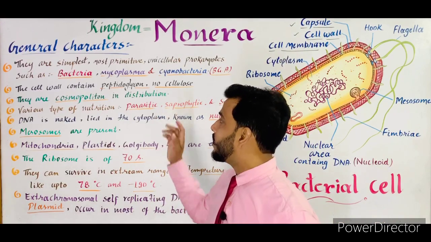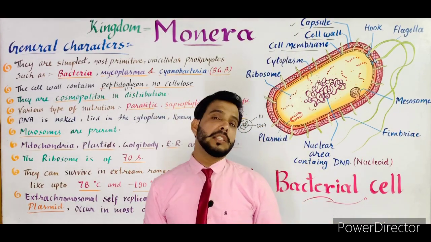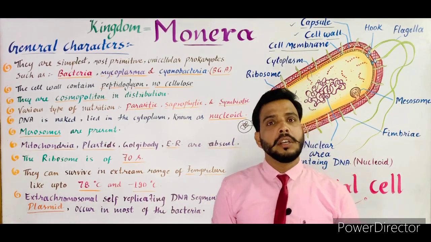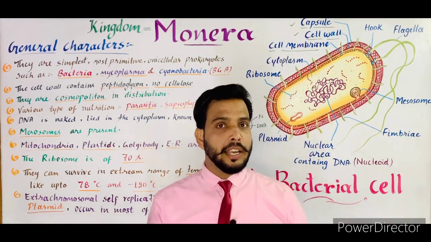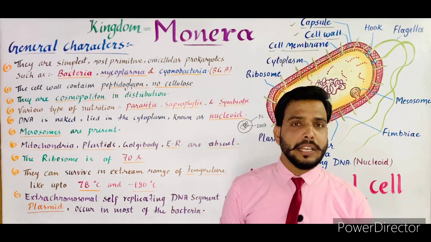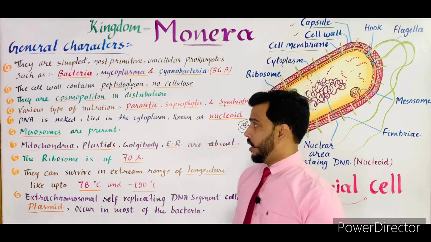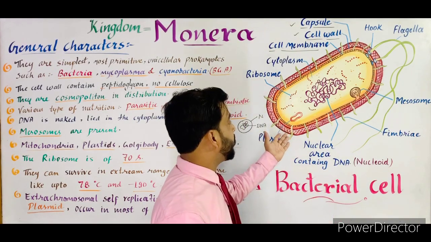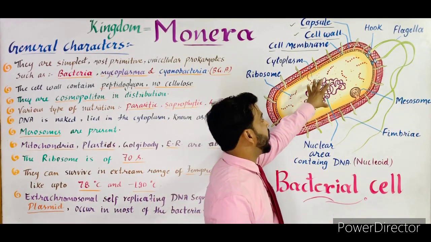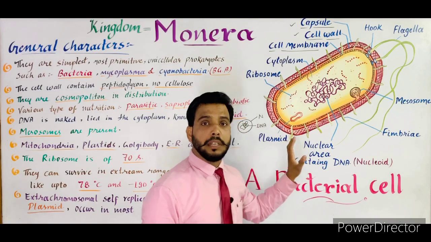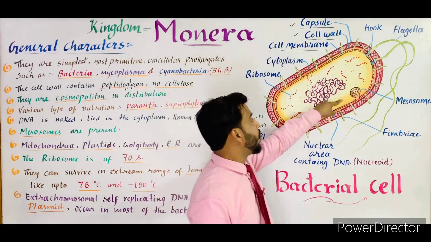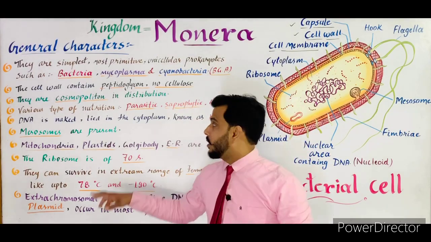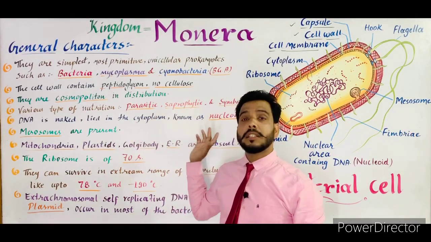Now the next is, they are cosmopolitan in distribution, meaning they are found everywhere. They are found in water as well as on land and in air. Next is, the DNA is naked. As you can see in the diagram of the bacterial cell, the DNA is present in the cytoplasm. It is in a naked condition. It is not bounded by the nuclear membrane. So you can say that the DNA is naked and lies in the cytoplasm.